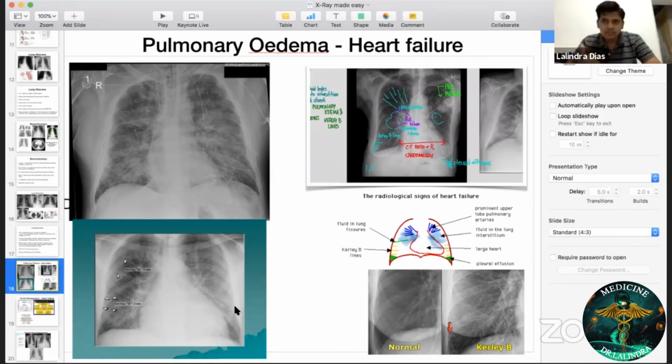So initial stage of dyspnea, it is called exertional dyspnea. They complain, I can't walk some distance, I feel short of breath. I can't climb a staircase, I feel short of breath. So that is shortness of breath on exertion.